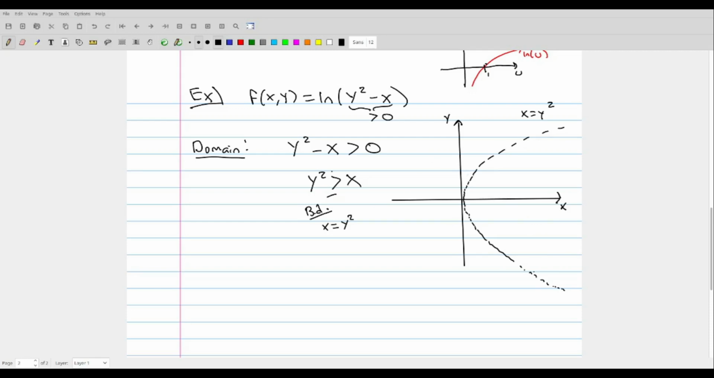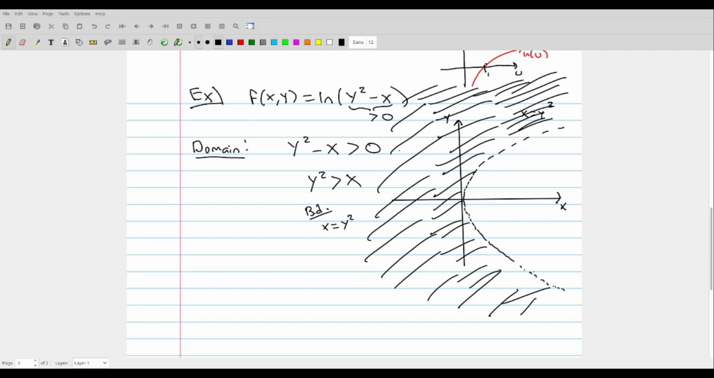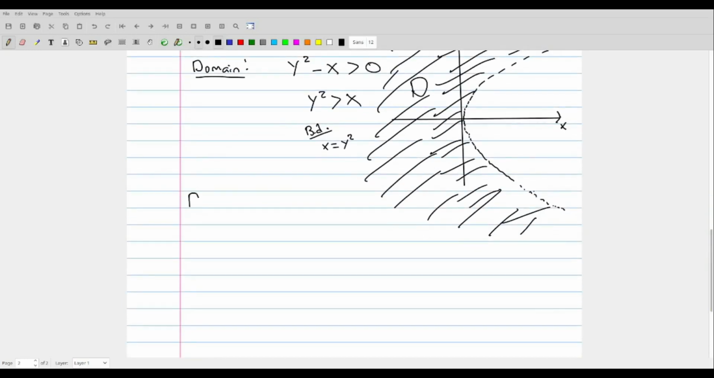But the region that is included in the domain is all points where x is less than y squared, or all of these points right here. And it turns out that this is the domain of the function. It's the correct domain of the function. Now we can write this mathematically by saying that D is equal to the set of points x comma y, the set of vector points xy, such that y squared is greater than x, or x is less than y squared.